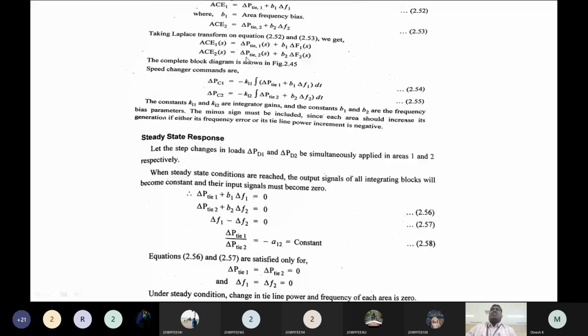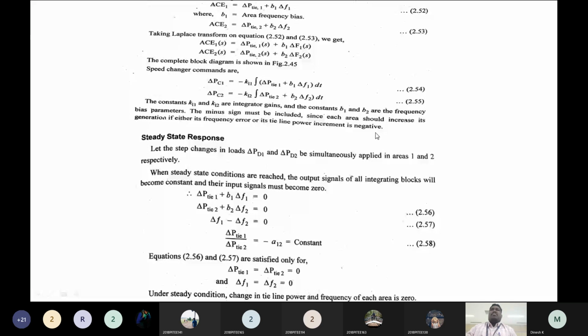The speed changer commands are del PC1 and del PC2. Here del PC1 is minus K11 integral of del P tie 1 plus B1 del F1 dt. Likewise, del PC2 is minus K12 integral of del P tie 2 plus B2 del F2 dt. K11 and K12 are integral gains. The constants B1, B2 are the frequency bias parameters. The minus sign must be included because, to increase generation, either the frequency error or the tie line power increment is negative.